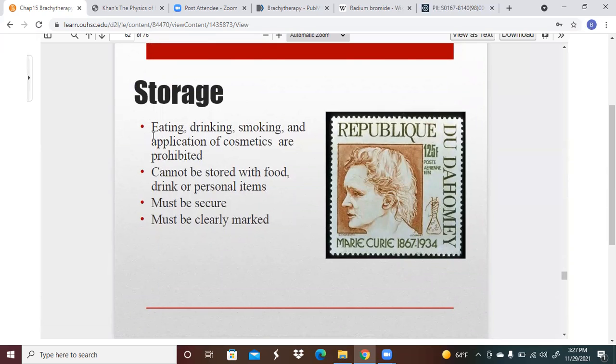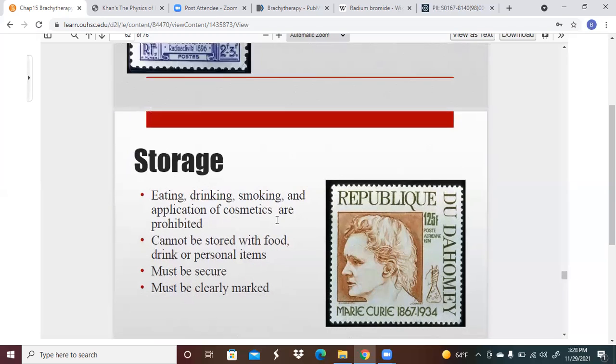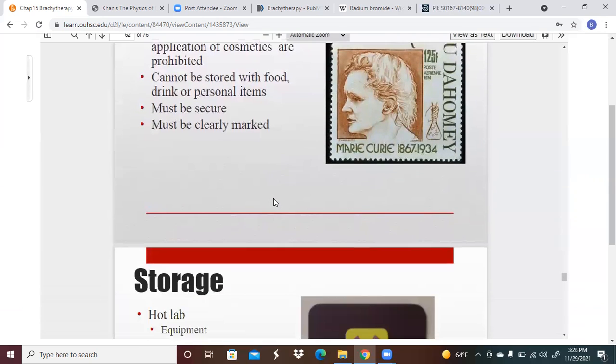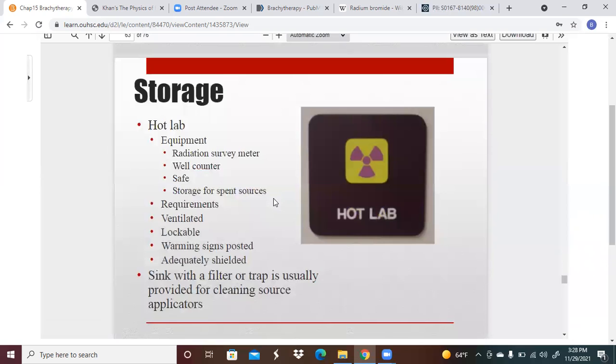Okay, so storage. Eating, drinking, smoking, application of cosmetics are considered prohibited. Cannot be stored with food, drink, or personal items. Not exactly sure why anybody would want to do that. Must be secure and clearly marked. Obviously, you don't want to have a surprise if you're opening up something that you didn't know contained those kinds of items.